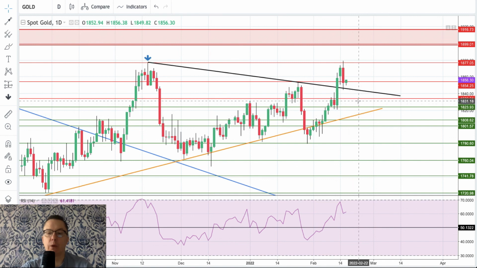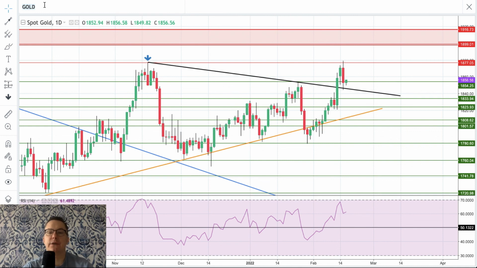So now 1833 is technical support, 1855 is technical support, and because the momentum is still first strong, second positive, we should expect the gold to rally above 1877 towards the 1900 zone here, towards the supply zone. So that's the outlook for gold for the nearest sessions.